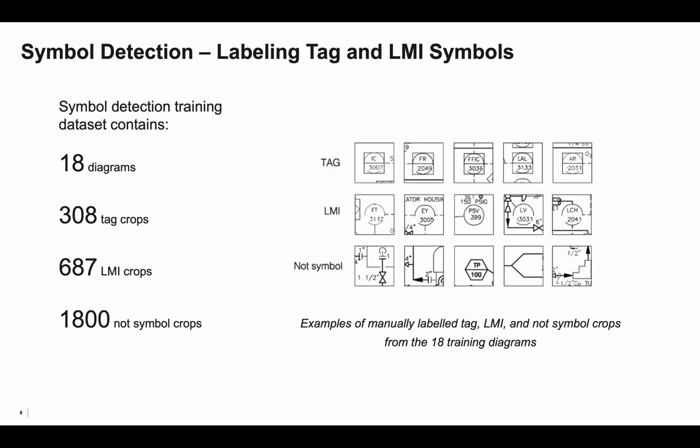Additionally, we took 100 random crops that did not contain a tag or LMI symbol from each diagram, resulting in 1,800 not symbol crops.